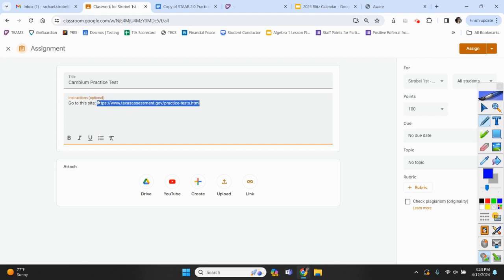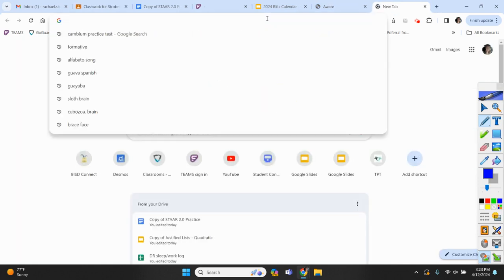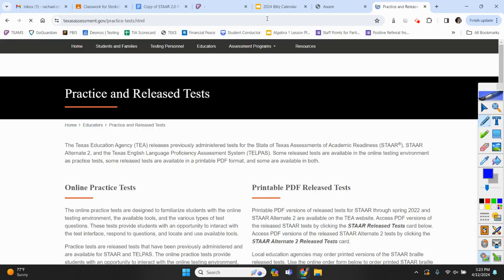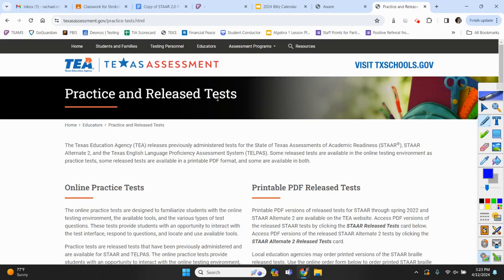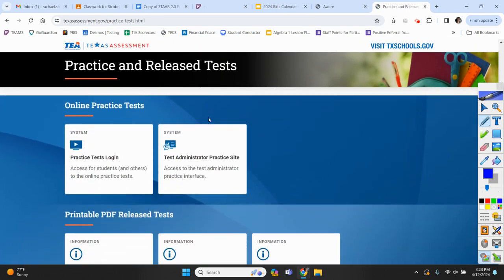So the first thing you're going to do is highlight this link and copy and paste it. So Control C is your shortcut for that, and then Control V. So once you get to that link, you're going to scroll down to where it says online practice tests and click on practice tests login.